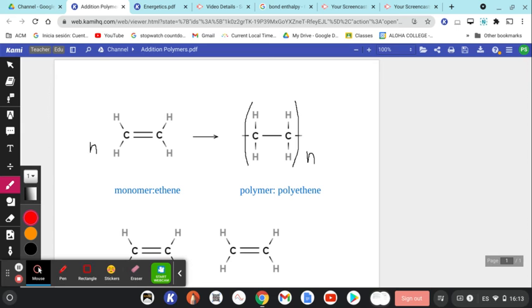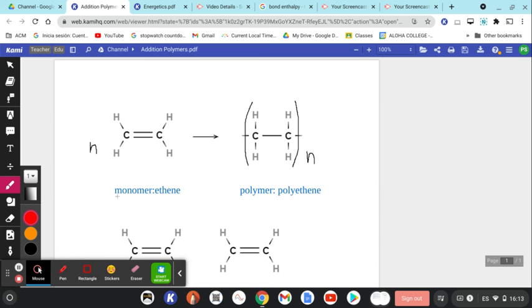Today we're going to be looking at addition polymerization. In this type of reaction, we react multiple alkenes, so a double bond between two carbons is present, to make a long chain alkane.